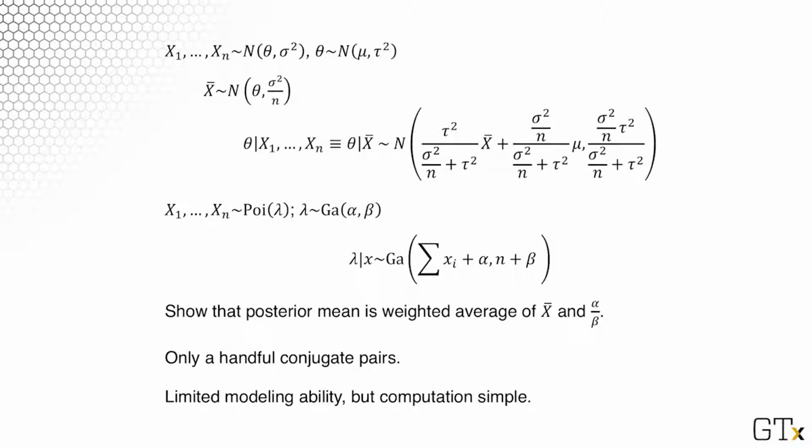You cannot really model everything in real life with only a handful of these pairs. So in some cases, you need to go beyond conjugacy. You need to choose a prior which is not conjugate with the likelihood. And that makes, sometimes, and maybe always, problems. Because in this case, you have to find the marginal distribution m of x by integrating the product of the likelihood and the prior.